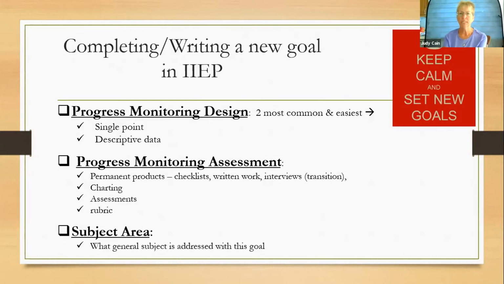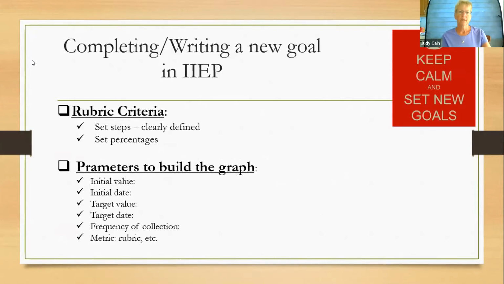These are some common ones, and there are others. And then what subject area? Generally, what is it? Reading? Is it math? Is it social skills? What general subject area are you talking about here? And then to set up the criteria for progress monitoring, there needs to be steps.